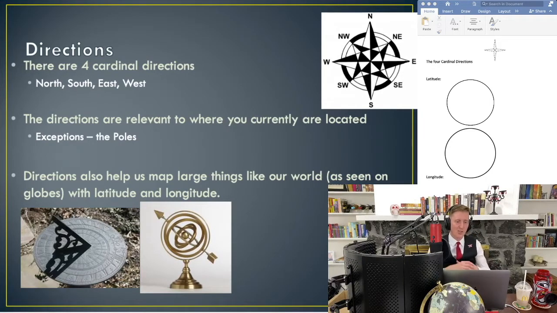Okay. Directions help us also map large things on the world, such as with globes with latitude and longitude. For those who are unfamiliar with the terms, latitude and longitude give us a grid on the Earth. Now, unfortunately, the Earth is a spheroid. Grids are usually on flat surfaces, so we have to change things around. Let's see how we are going to do that here.